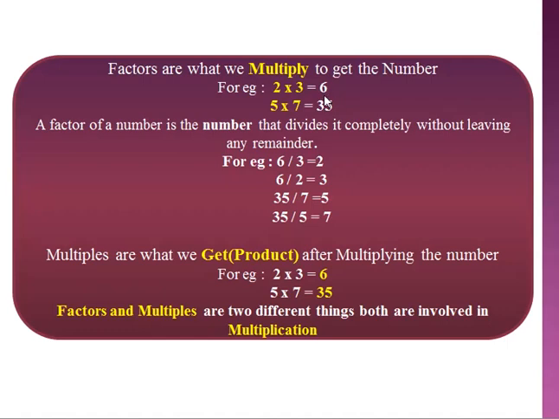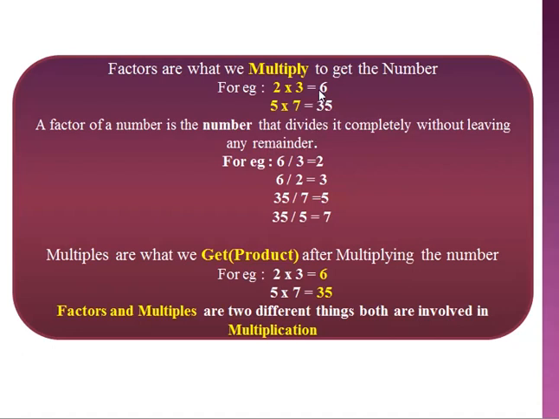So when we actually start multiplication and factors, at that time we get to learn all this. A factor of a number is the number that divides it completely. That means this is the number six, and it can be divided by its factor. So 3 is a factor and it will divide this number completely without leaving any remainder.